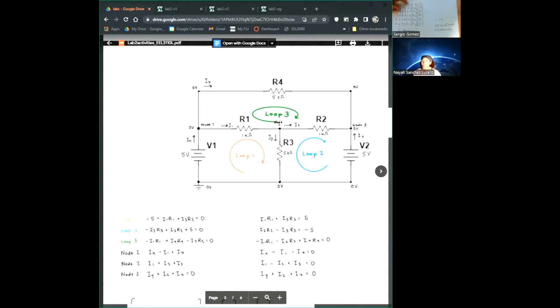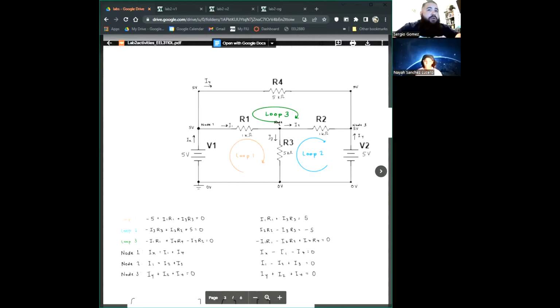We ended up mathematically with I1 equaling 454.55 microamps, I2 equaling negative 454.55 microamps, I3 equaling 909.09 microamps, I4 equaling 0 amps, IX equaling 454.55 microamps, and then IY equaling 454.55 microamps.